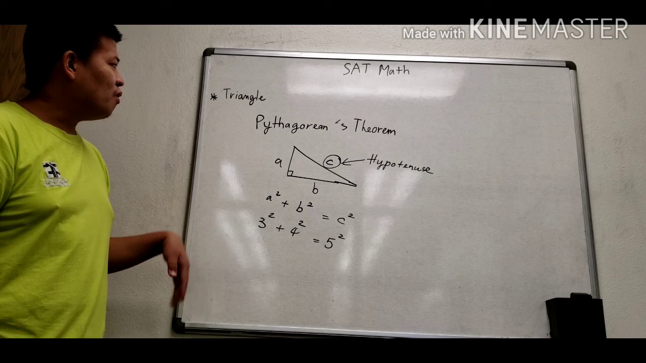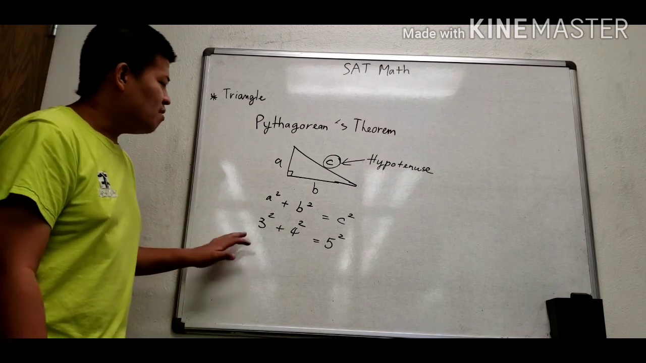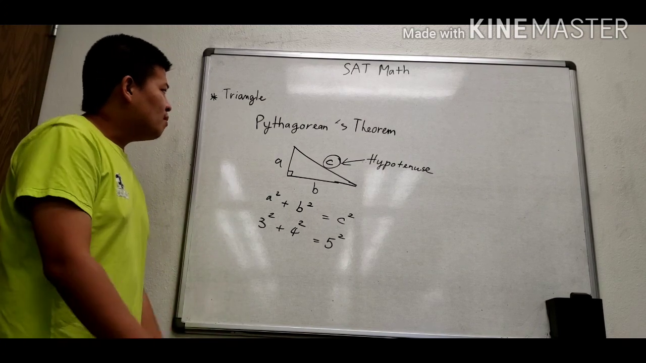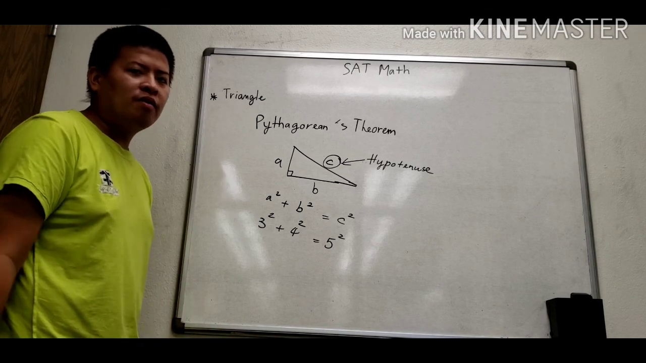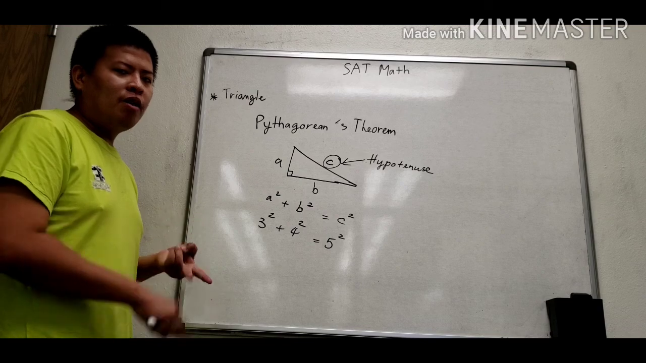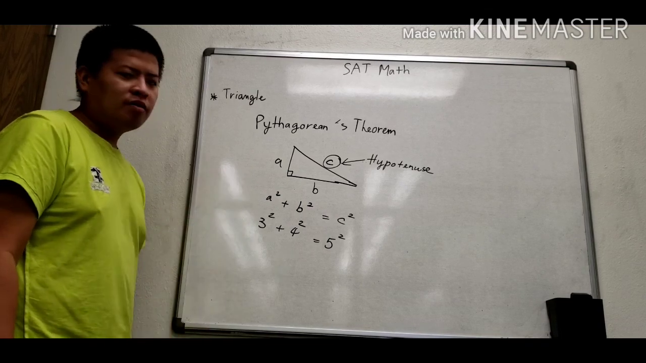This is so important for the SAT Math, and you need to learn about Pythagorean, because they will ask you to find the area, or maybe the perimeter, of a right triangle.